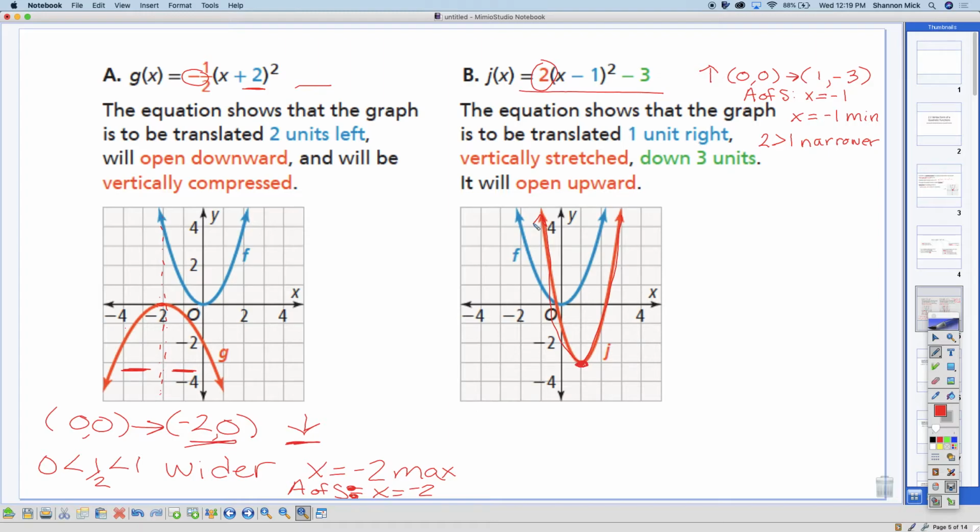Is -1 my axis of symmetry? Yes. Is -1 a minimum? Yes, because it's opening what? Up. And I didn't need the graph to do that, did I?